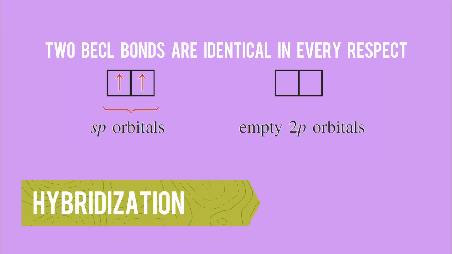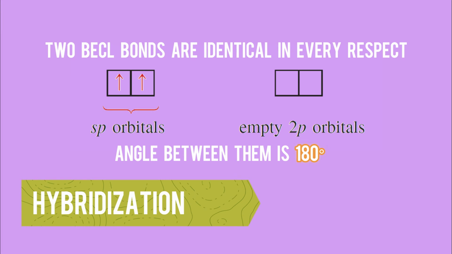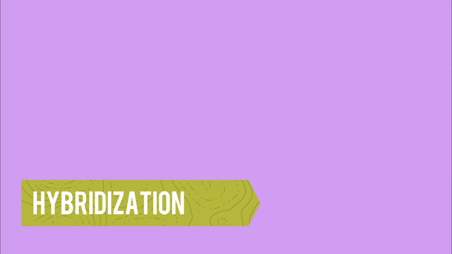These two hybrid orbitals lie on the same line, the x-axis, so that the angle between them is 180 degrees. Each of the Be-Cl bonds is then formed by the overlap of a beryllium sp hybrid orbital and a chlorine 3p orbital, and the resulting beryllium chloride molecule has a linear geometry. Next, we look at the boron trifluoride, or BF3, molecule, known to have a planar geometry.